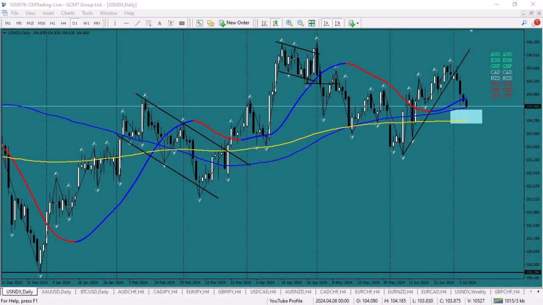Hi everyone and welcome back to another trading day. It is Thursday, 5 July 2024. Today I will trade long Euro, Aussie and the Pound, and short the Swiss, the Yen and the US. Let's kick off with the dollar index.